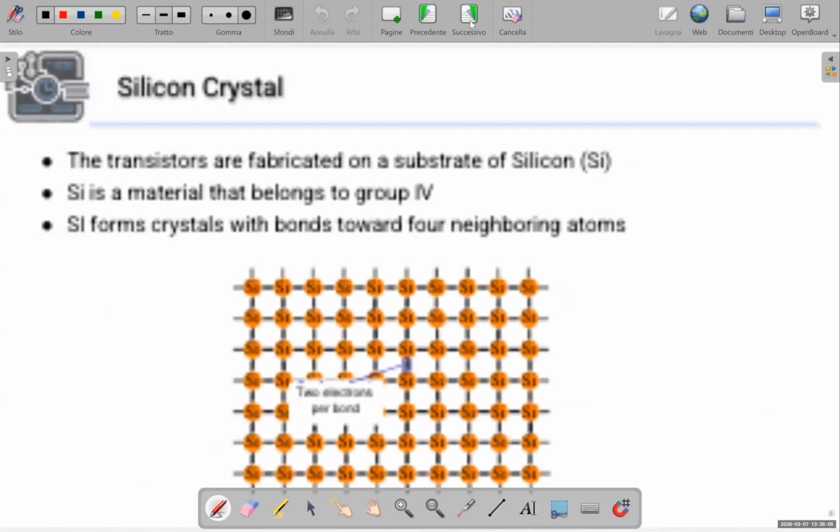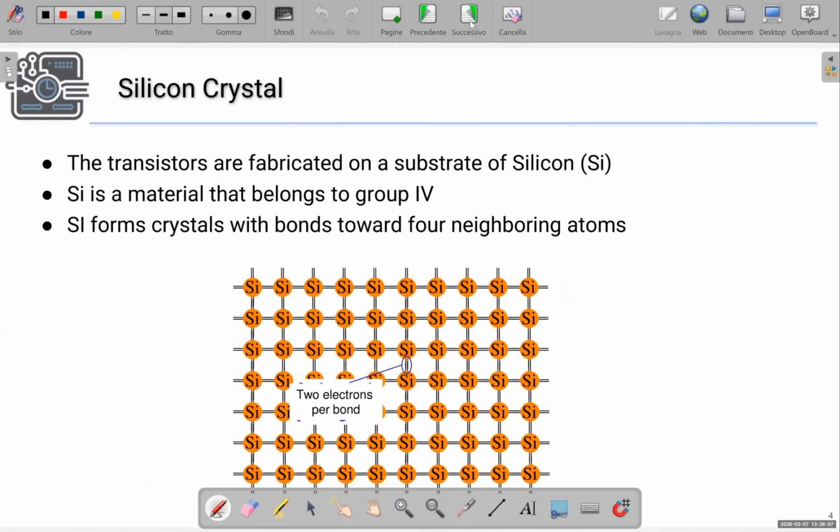Now let's discuss more the properties of silicon and how it's possible to obtain transistors in this technology. Actually, silicon is an element that belongs to the fourth group in the periodic table. It means that it has 4 electrons in the outer shell, which are suitable to create bonds with other atoms.